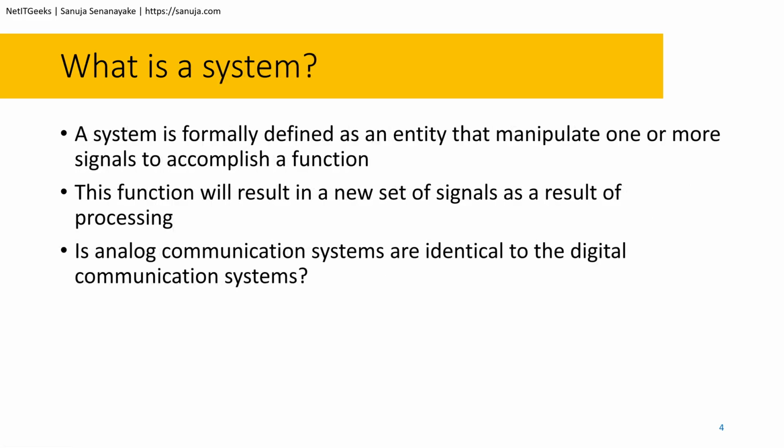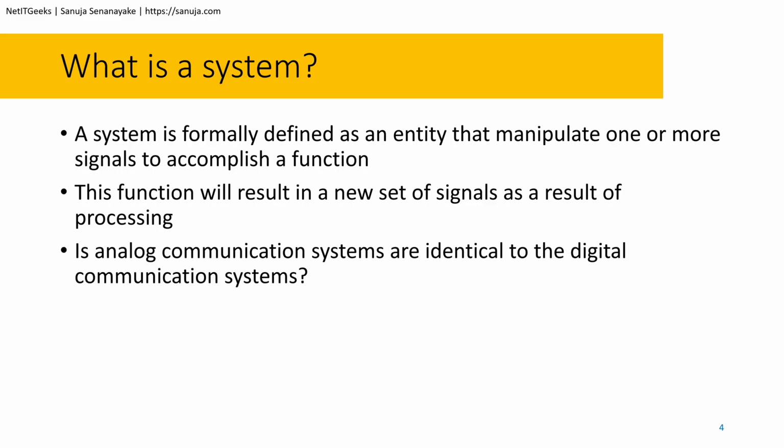What is a system? In my previous slide, I mentioned something about input and output of signals from one system to another. Now, what is a system? We need to have a definition of a system. A system is formally defined as an entity that manipulates one or more signals to accomplish a function. This function will result in a new set of signals as a result of processing.